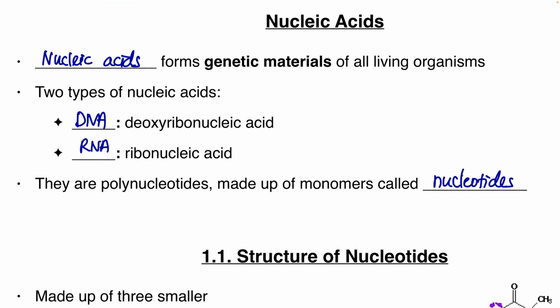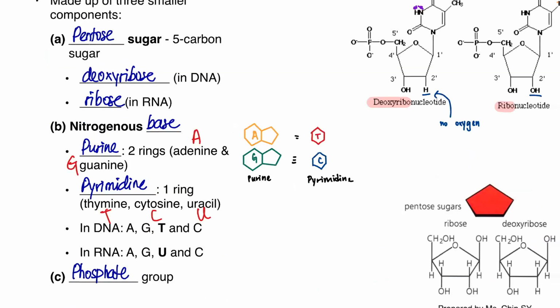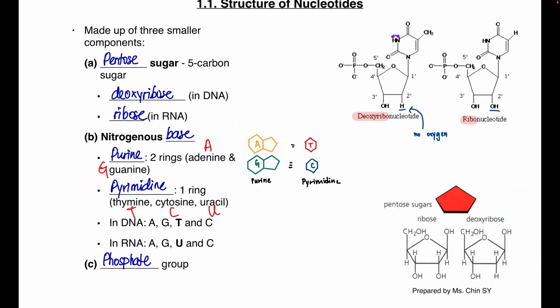A nucleotide is the individual unit, just like amino acids are the monomers of proteins. So they are the monomers. The structure of a nucleotide is something that you need to know.